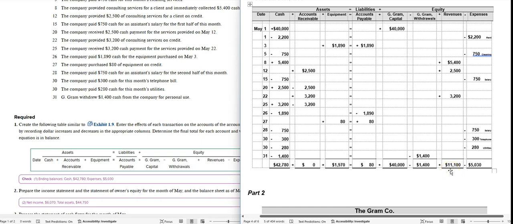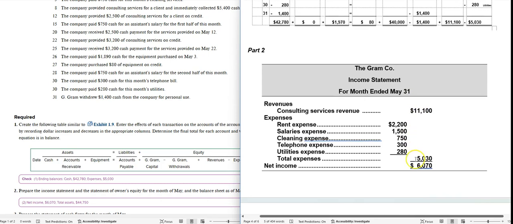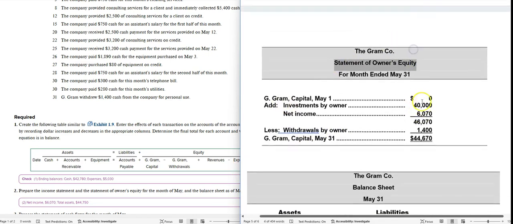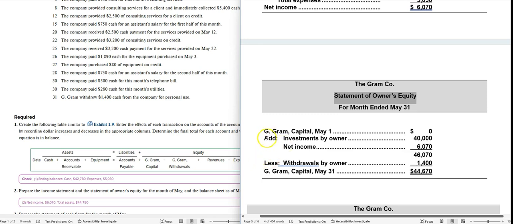Instead of re-reporting the profitability, we are going to use the net income that we've already reported from the income statement. So the income statement is prepared first because net income is used to prepare our statement of owner's equity. The owner's capital increased by investments, increased by income. We have a subtotal here.